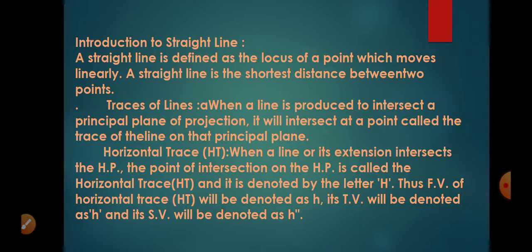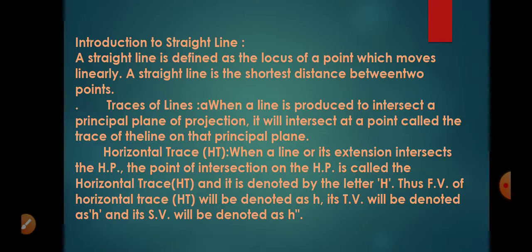So here are some definitions. Traces of a line: when your front view line crosses the vertical plane or the horizontal plane. If it intersects the horizontal plane, the intersected point is the HT, the horizontal trace point. If it intersects the vertical plane, it is the VT, the vertical trace point.